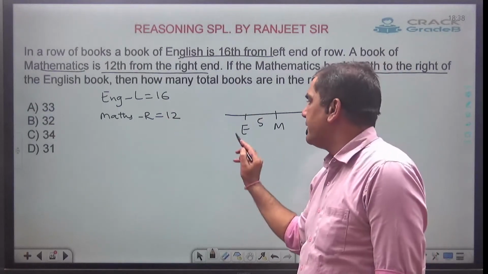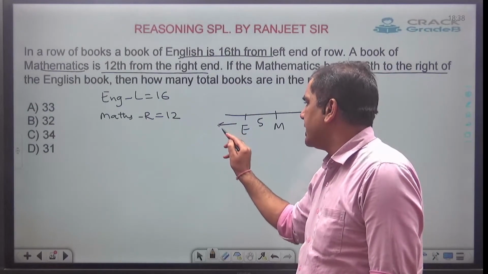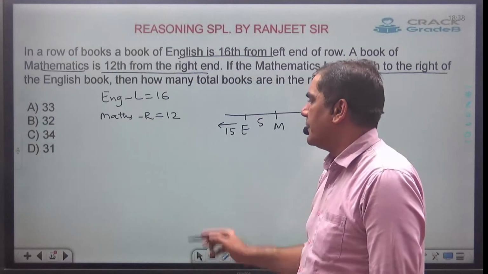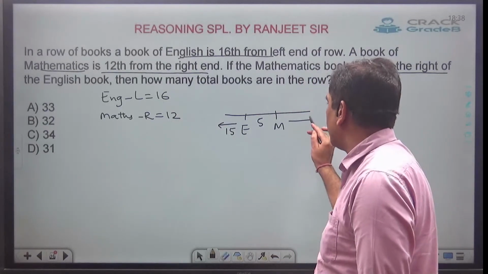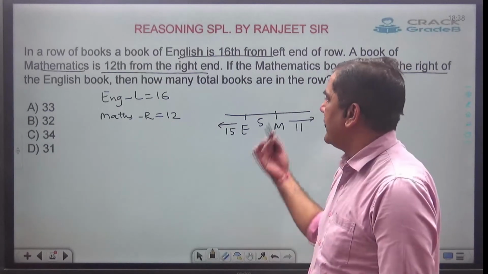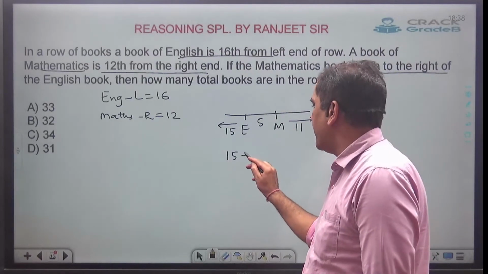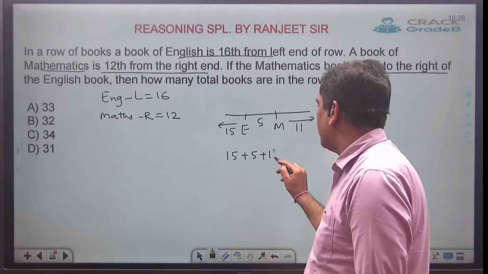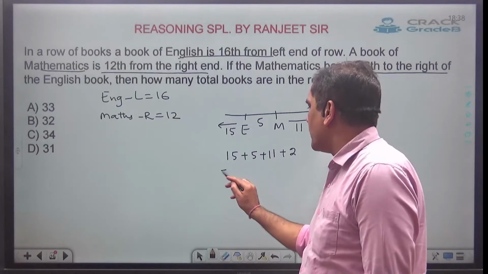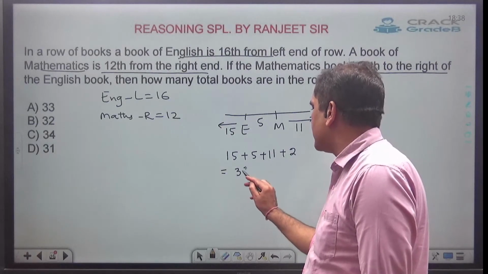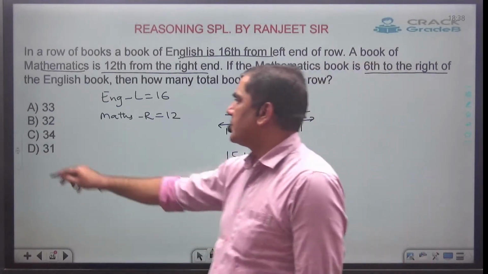Now English is given to be 16 from left, so to the left must be 15. Maths from right is given to be 12, so to the right must be 11. They have asked for the total. So 15 plus 5 plus 11 plus 2 is the answer. 20, 31 and 2 is 33. So my answer should be 33.